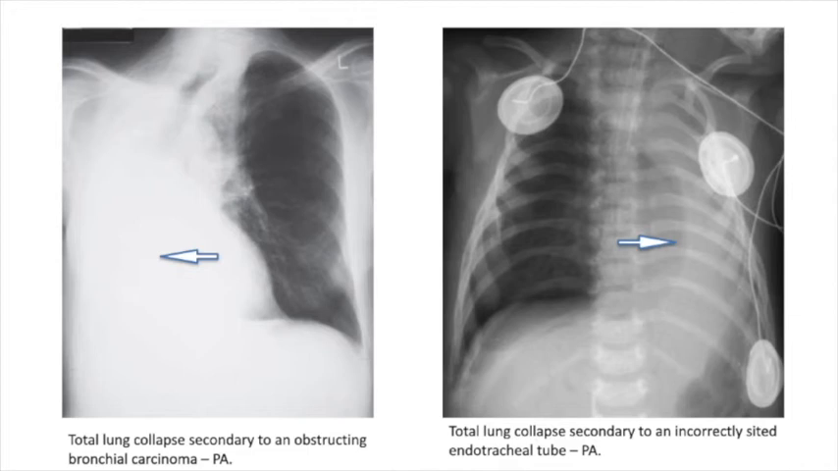You can see on your left another total lung collapse, because the endotracheal tube is incorrectly sited. You can see the mediastinum in this case pulling or shifting to the left, because the bronchus which is obstructed is the left in this case. So the mediastinum is shifting or pulling to the abnormal side. It's very important to know that. Keep that in your mind, okay?